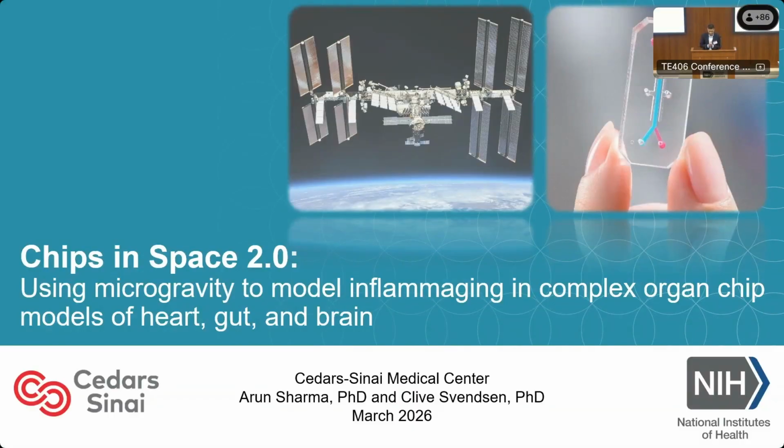Yeah, so I'm excited to talk about our project, Chips in Space 2.0, using microgravity to model inflammaging in complex organ chip models of gut, brain, and heart. This is a collaborative project with a number of folks at our Regenerative Medicine Institute at Cedars-Sinai, and co-PI is also Dr. Clive Svensson, the director of our institute.